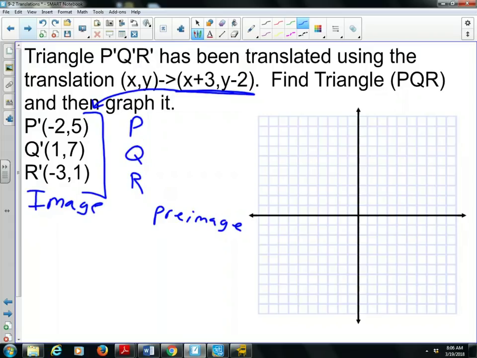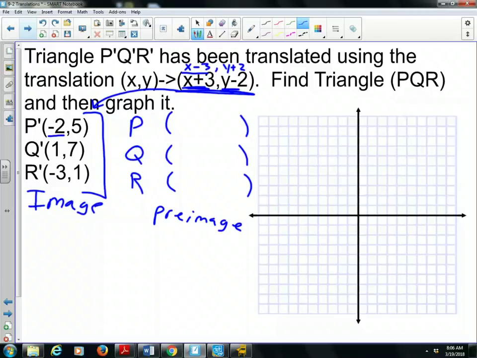We actually do the opposite of this. We would take x minus 3 and y plus 2 if we want to get back to the pre-image. The pre-image is where we started, right? So if we want to get back to that, we do the opposite of what's written here. Every x coordinate, we're going to subtract 3. Every y coordinate, we're going to add 2.